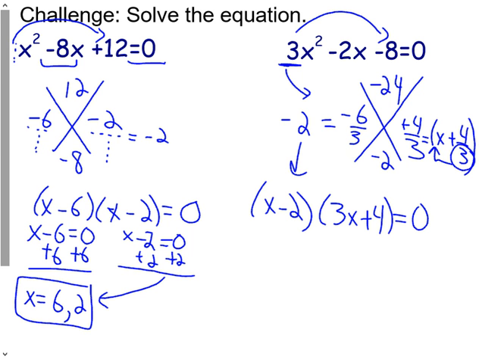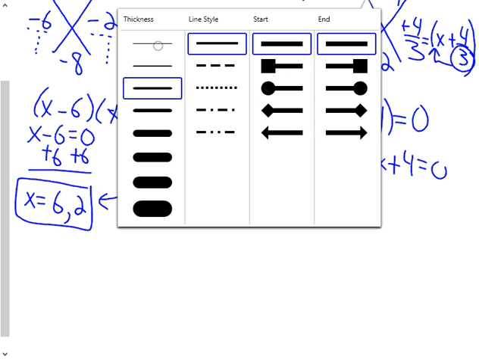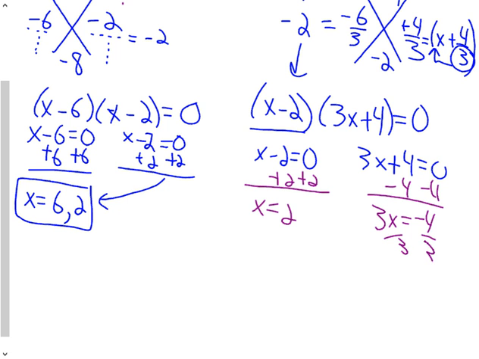And setting each piece equal to 0. x minus 2 equals 0. And 3x plus 4 equals 0. And to solve, we have plus 2. x is 2. Minus 4 over here, and then divide by 3. We get minus 4/3. So x is 2 and minus 4/3.